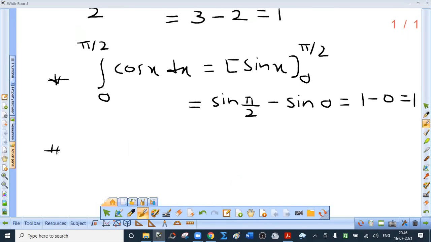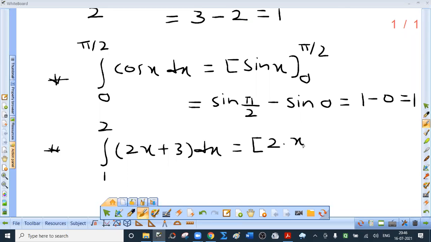Next example. Integral 1 to 2 of (2x plus 3) dx. Now the first job is to find the integral. Let me explain first. Consider 2x. 2 is a constant. What is the integral of x? x raised to 1 plus 1, that is x squared upon 2, plus what is the integral of 3? 3x. You can verify this. Find the derivative of 3x. It is 3 into the derivative of x, which is 1. Yes, what we have written is correct.